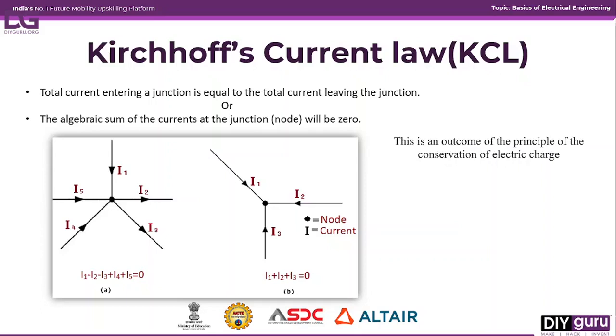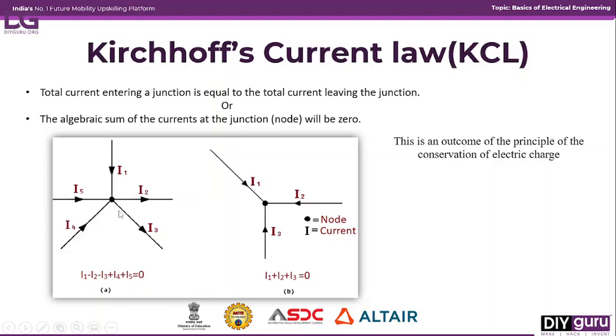So all the incoming currents to that node are equal to the outgoing currents, or you can say all the entering currents are equal to all the leaving currents. In another way you can define it as the algebraic sum of the currents at the junction, that is the node, will be 0. Algebraic sum of the currents at a node will be 0, or all the incoming currents are equal to outgoing currents.